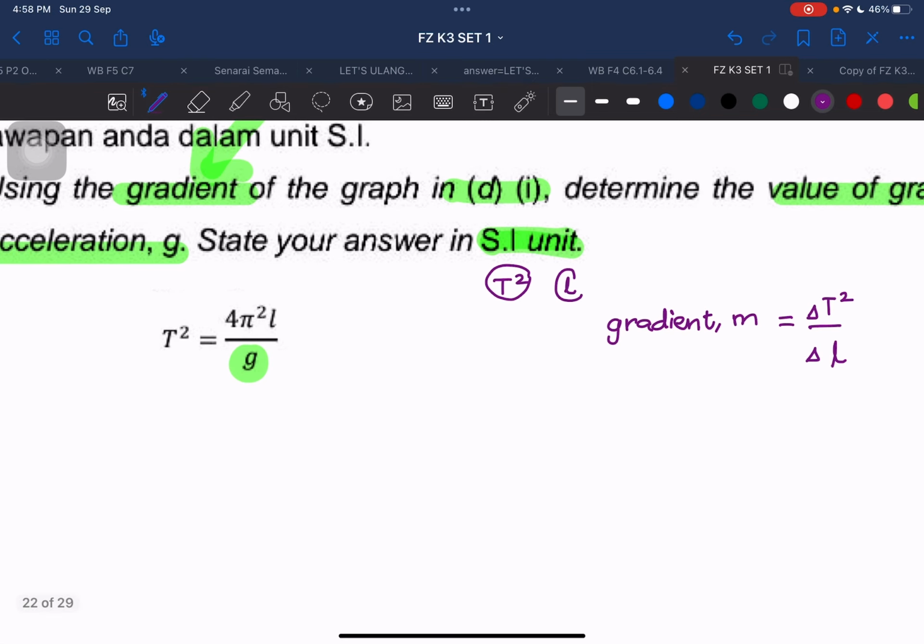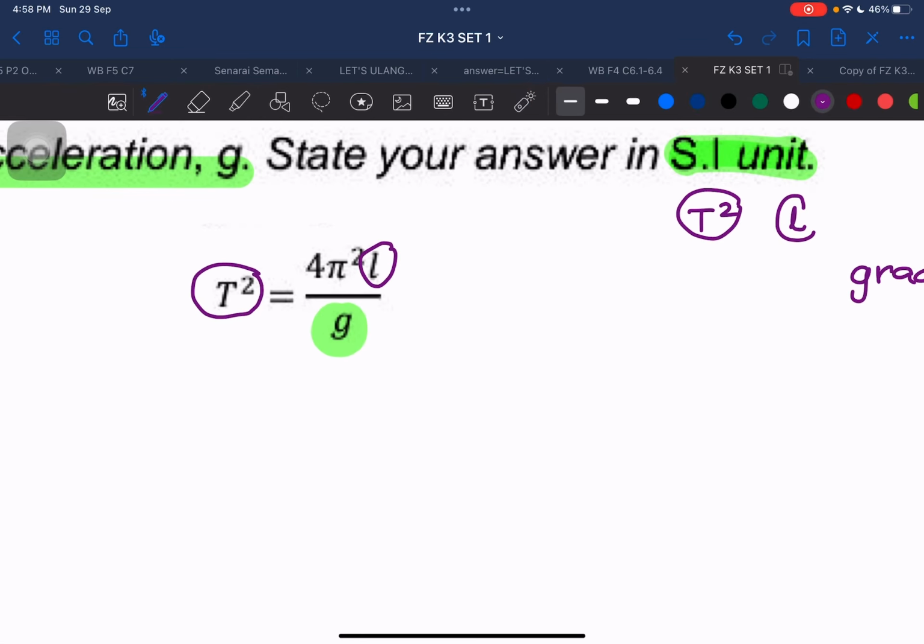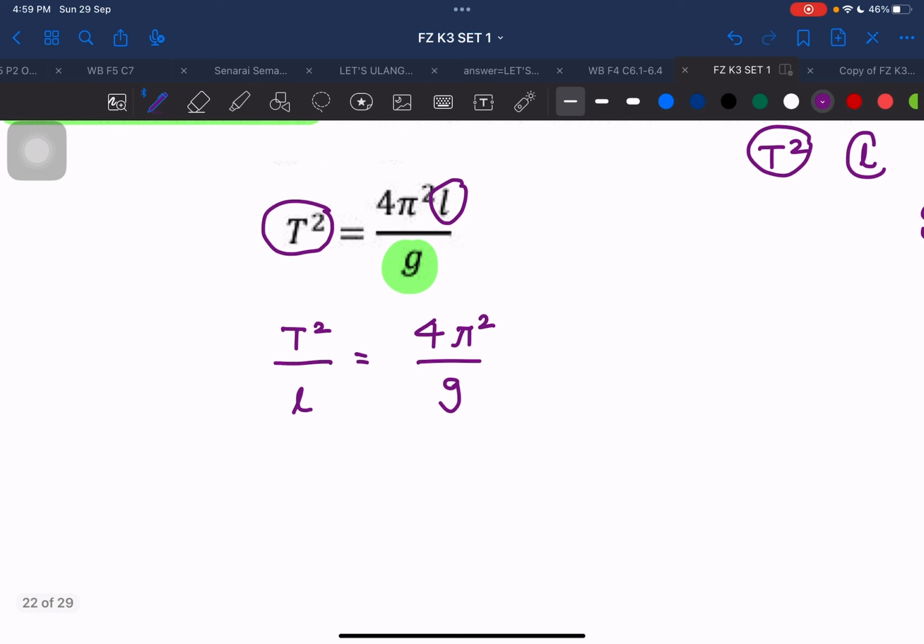So from here, you can see this is T square and then you can see L. You try to change your equation so that you can see this in your equation, because that is equal to the gradient. To have this form, this L must be moved to the left. Then you will see this form. Alright, so you have T square divided by L equal to 4 pi square over G. When you write like this, you can see already this is your gradient.